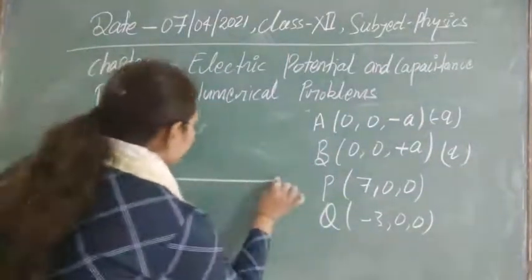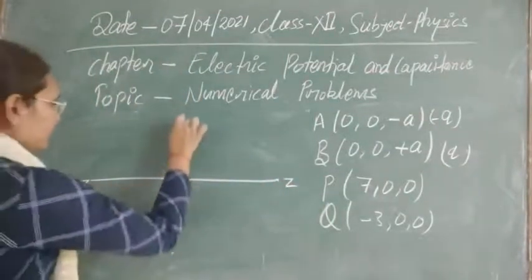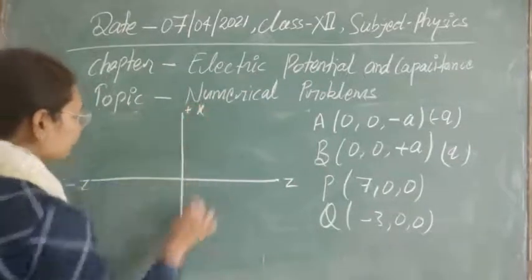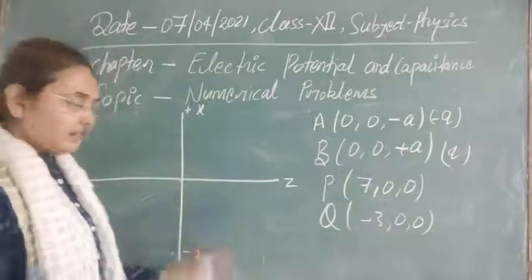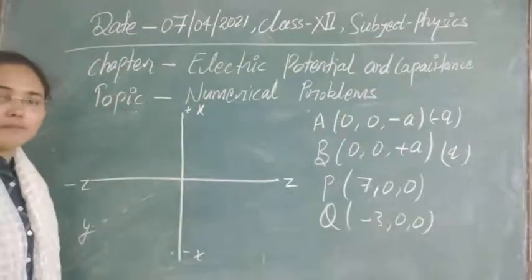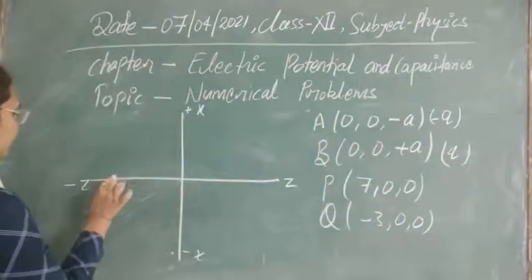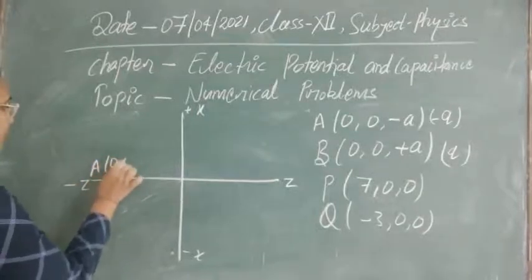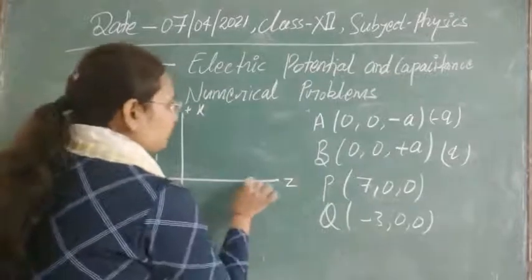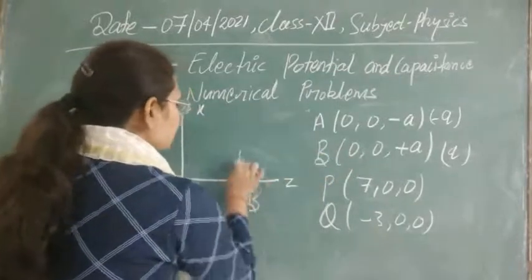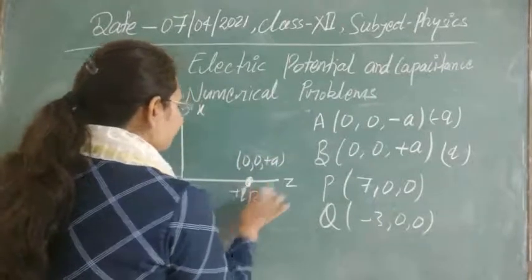So for this case, suppose this is our z axis, this is positive z, this is negative z, this is positive x axis, negative x axis. Suppose in this perpendicular direction we have the y axis and negative y axis. So first charge minus q is at point A. Suppose this is our point A, (0, 0, minus a). So this is minus q charge, and this location B is equal to (0, 0, plus a), where the plus q charge is situated.